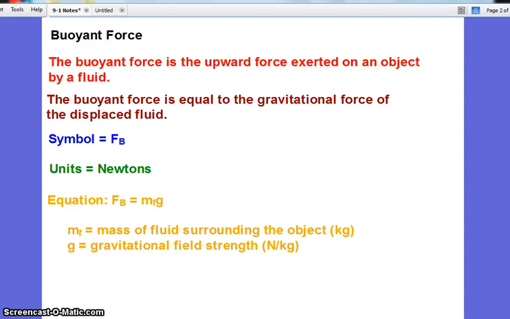Besides density, another way of explaining why things float or sink in a fluid is through the buoyant force. Buoyant force is the upward force exerted on an object by a fluid. So whether it's a fluid like a gas, such as air, or a liquid, such as water, there is a buoyant force acting on the object. Let's look into a gas like air first.